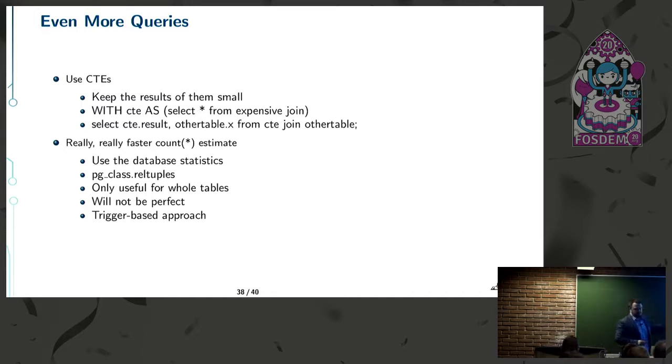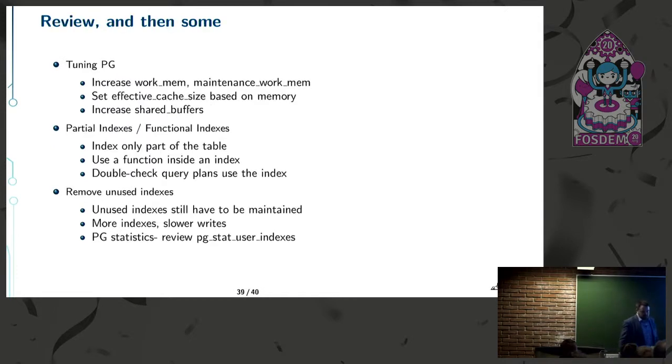Something else you can do if you want a really fast count star is to use the database statistics. This is the thing called reltuples in pg_class. It only works for whole tables though, and it's not very perfect. If you want something better, use a trigger-based approach.